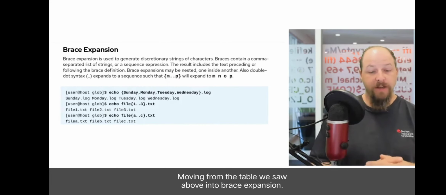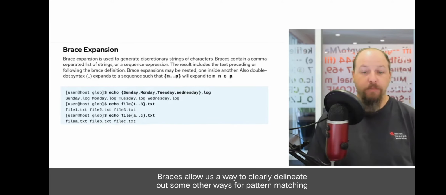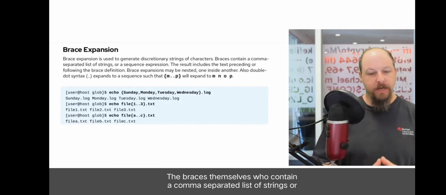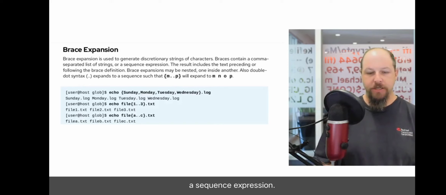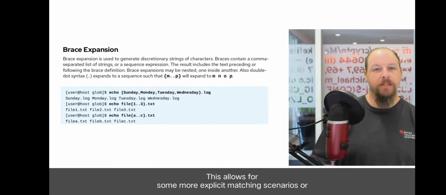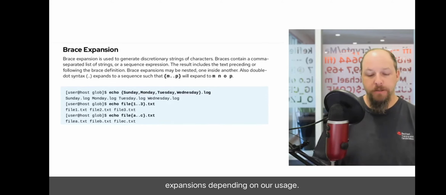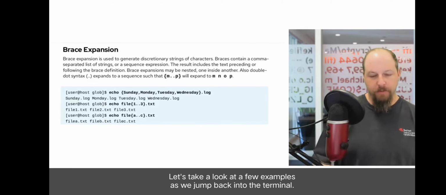Moving from the table we saw above into brace expansion, braces allow us a way to clearly delineate out some other ways for pattern matching that can make our commands more simplified or explicit for matching purposes. The braces themselves will contain a comma-separated list of strings or a sequence expression. This allows for some more explicit matching scenarios or expansions depending on our usage. Let's take a look at a few examples as we jump back into the terminal.